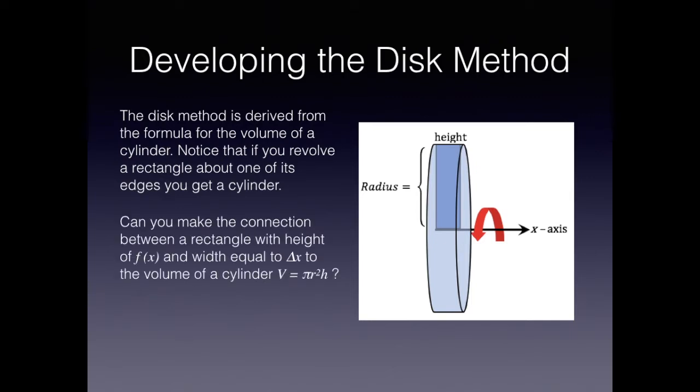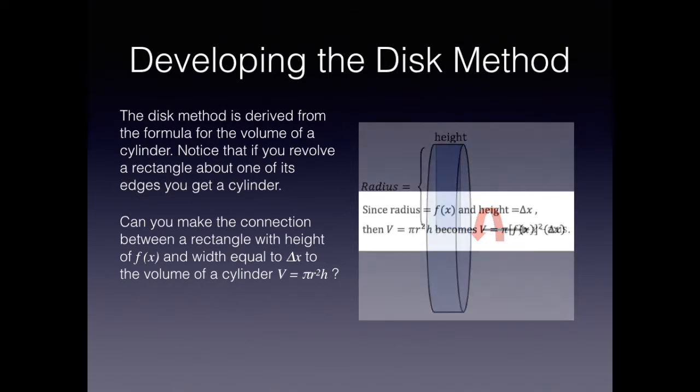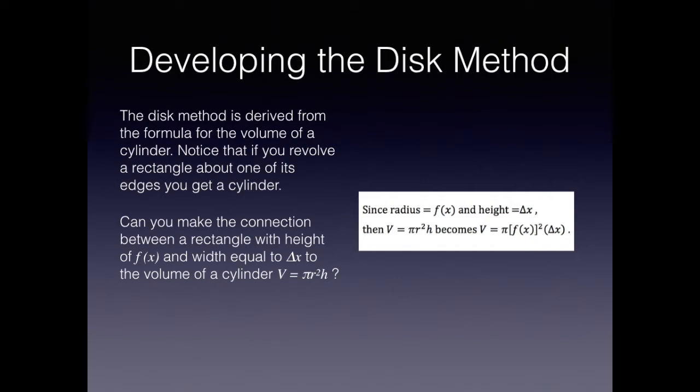So we ask, can you make this connection between the rectangle with height of f of x and width delta x to the volume of a cylinder, which is volume equals pi r squared h. And in this case, we see that the radius is given to us by f of x. That's not always the case. Sometimes we have to modify things, but often you'll find that f of x will be the radius function. And the width of the rectangle, delta x, is the height of the cylinder.